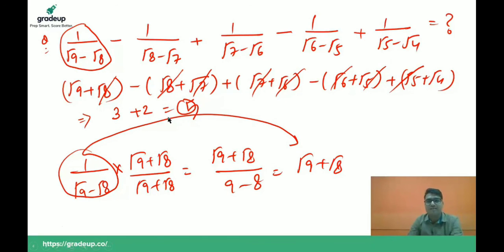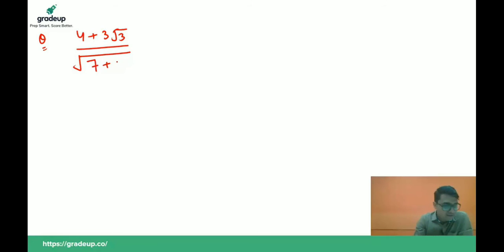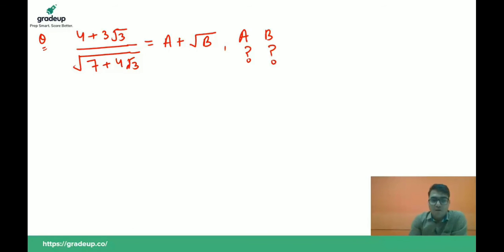Alright guys, now let's move on to the next question. Next question is, we are having 4 plus 3 root 3, okay, divided by root 7 plus 4 root 3 is equal to a plus root b. You have to find the value of a and b. Okay, now first you have to solve this expression, and you already know about this. How to solve this? Root 7 plus 4 root 3.